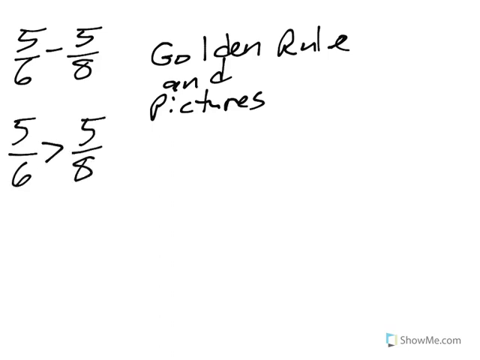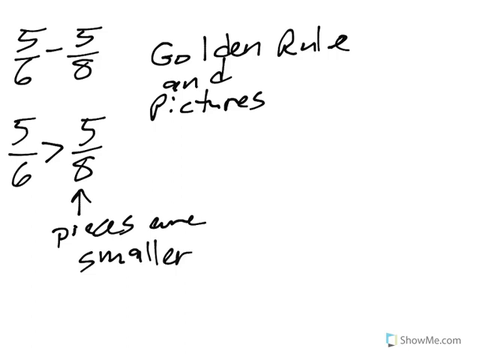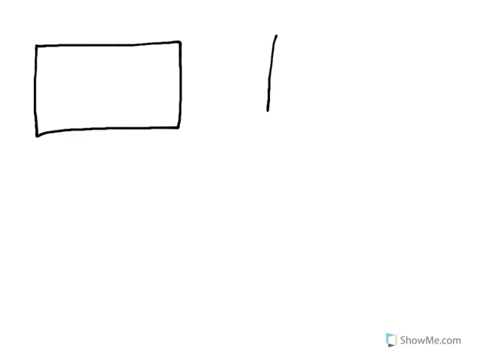because since 8 is a bigger denominator, the size of the pieces is smaller. And over here the pieces are bigger. Since you have the same number of pieces, 5 big pieces is greater than 5 small pieces. That's going to be a little hard to see in my first drawing, because I'm going to draw my whole for 5/6, and over here I'm going to draw 5/8, and I'm going to take those away.